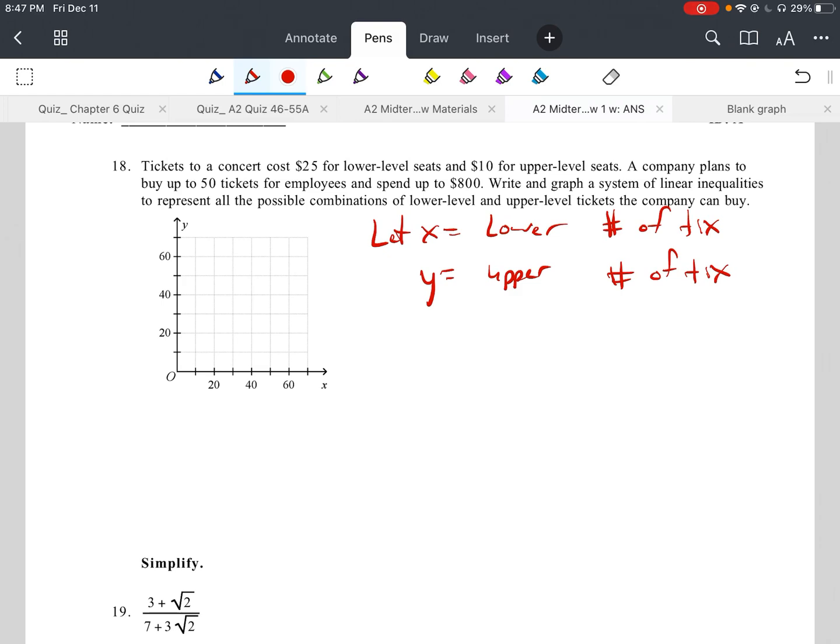All right, so tickets for a concert. Says they can spend up to $800. So however many tickets the lower level tickets are, it's $25, so 25 times x, per ticket.